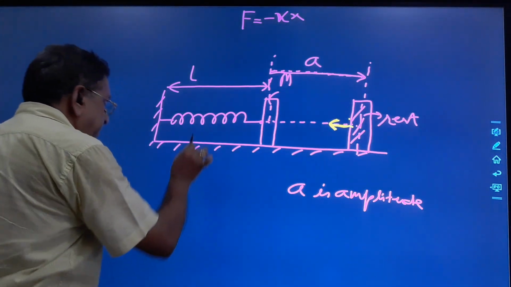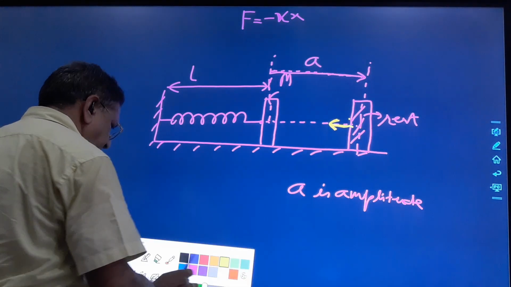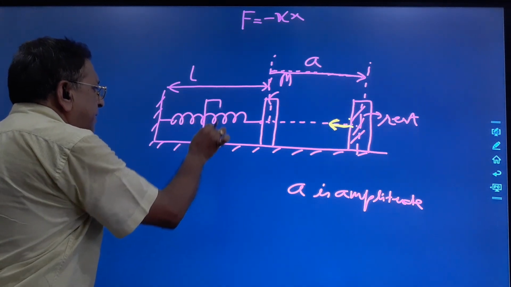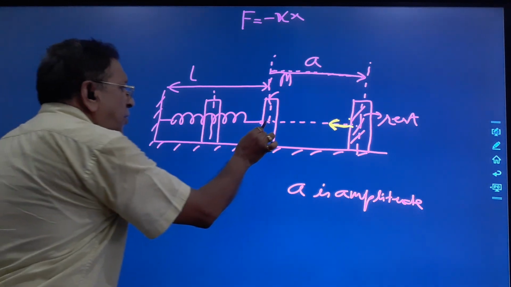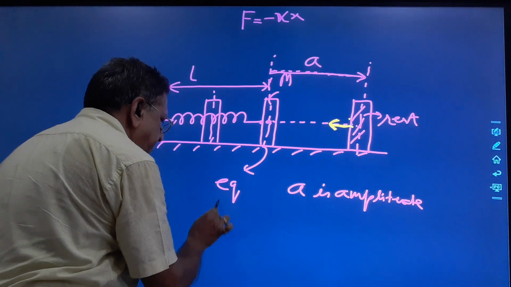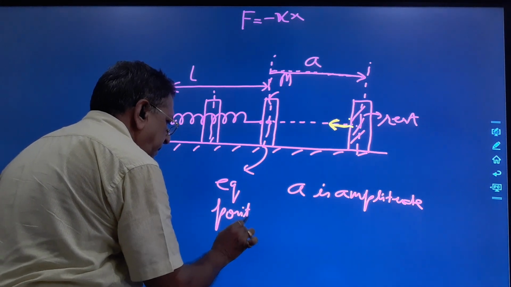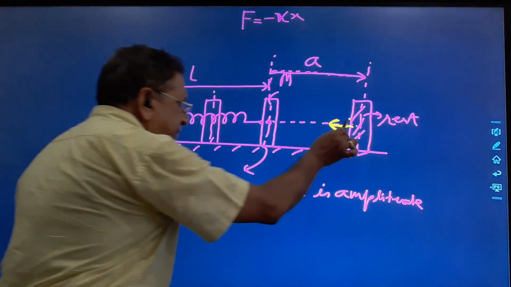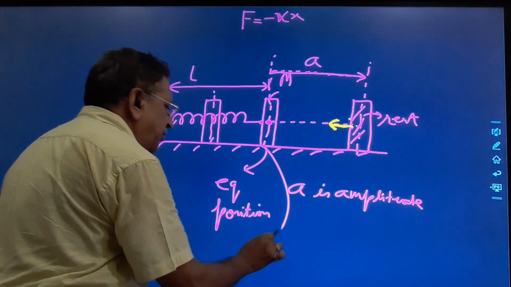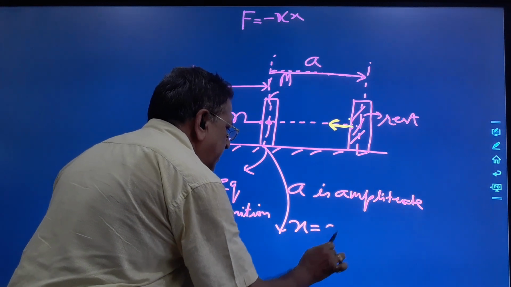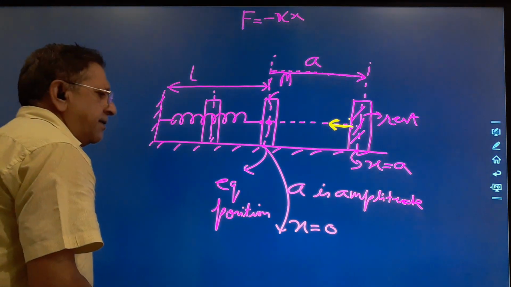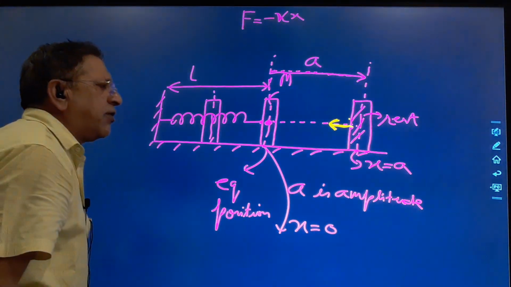This block does not stay at this position. This is the equilibrium position. So when this block comes out here, at this position x is equal to 0, and at this position x is equal to A. Then at this position the block is not at rest.